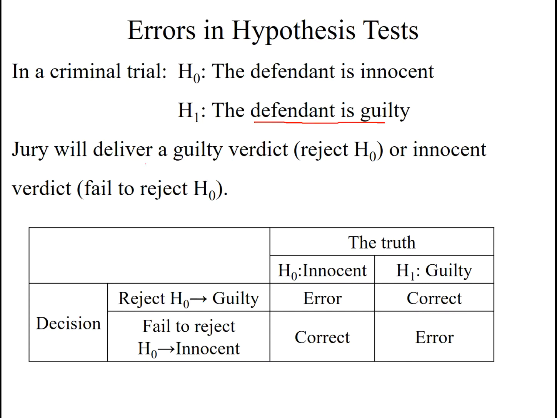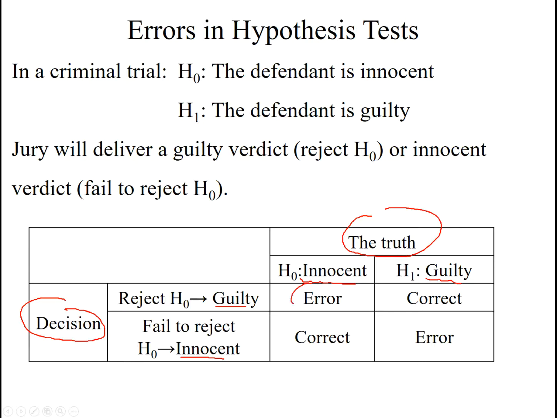Now the jury will deliver a guilty verdict, which means rejecting H0, or an innocent verdict, which means failing to reject H0. So here we can summarize the situation into this two-way table, so called because it has two rows horizontally and two columns vertically. Here the truth can be that the defendant is innocent or guilty, and the decision can be reject H0, meaning a guilty verdict, or fail to reject H0, an innocent verdict.